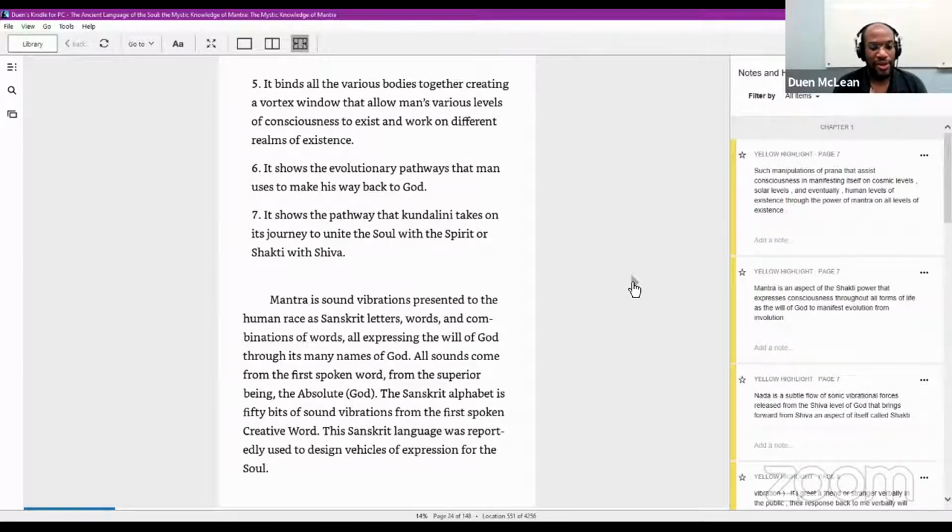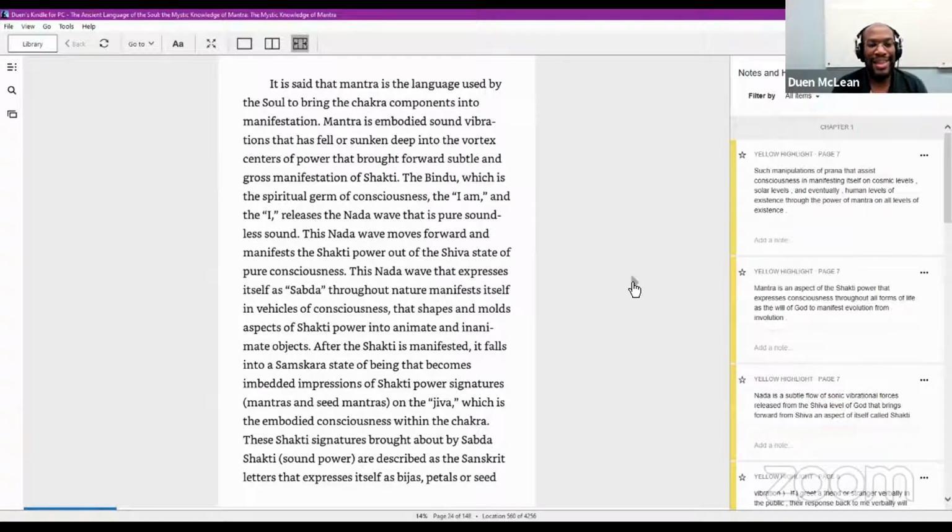The Sanskrit language was reportedly used to design vehicles of expression for the soul. It is said that mantra is the language used by the soul to bring the chakra components into manifestation. Mantra is embodied sound vibrations that have fallen or sunken deep into the vortex centers of power that brought forward subtle and gross manifestations of Shakti.